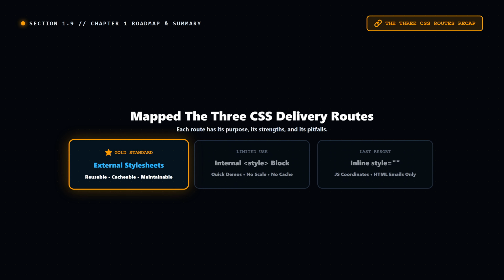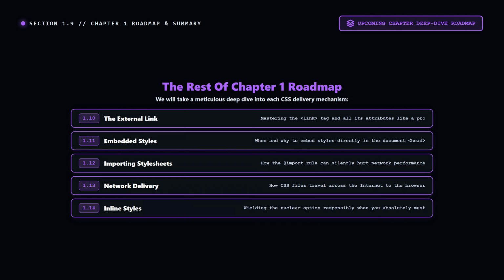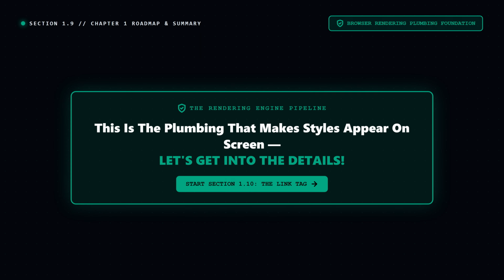We've now mapped the 3 routes CSS takes to reach the browser. Each has its purpose, its strengths, and its pitfalls. The rest of this chapter will take you on a deep dive through each one. You'll learn to use the link tag like a pro, when and why to embed styles directly, how the @import rule can silently hurt performance, how CSS files travel over the network, and how to wield inline styles responsibly when you absolutely must. This is the plumbing that makes styles appear on screen. Let's get into the details.